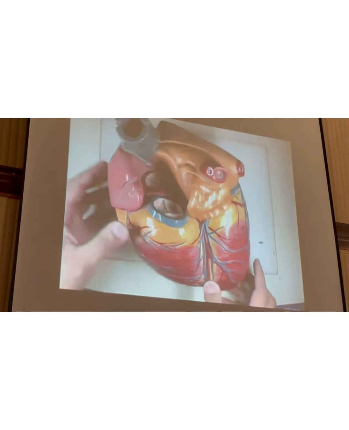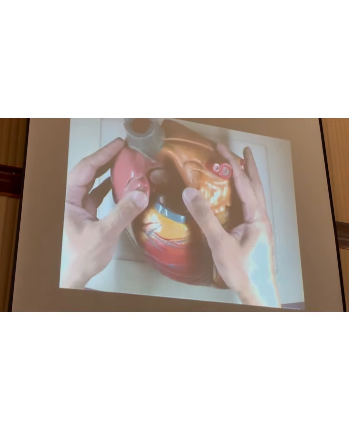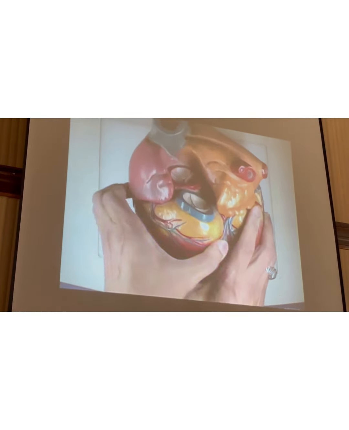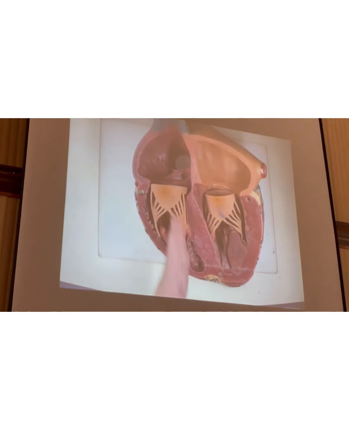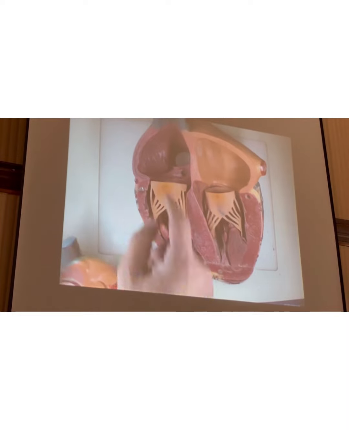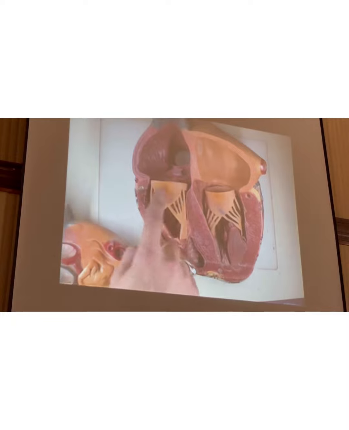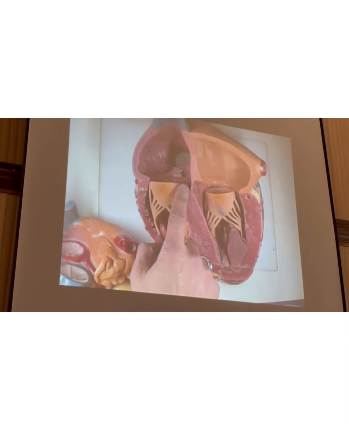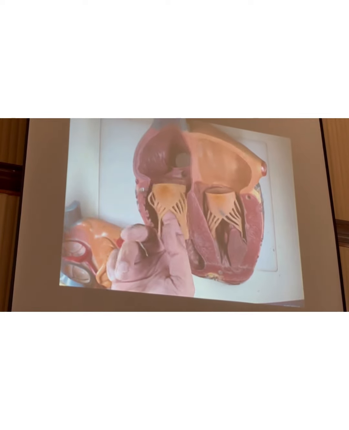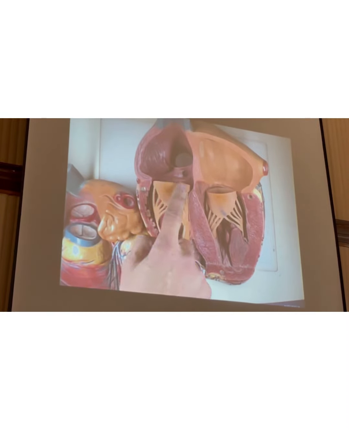So as we mentioned, the heart consists of 4 chambers, 2 atria and 2 ventricles. On the right side of the heart, we have the right atrium and right ventricle. They are connected with each other through the right atrioventricular orifice. This right atrioventricular orifice is guarded by the tricuspid valve.